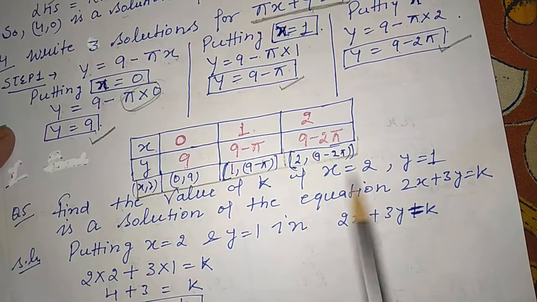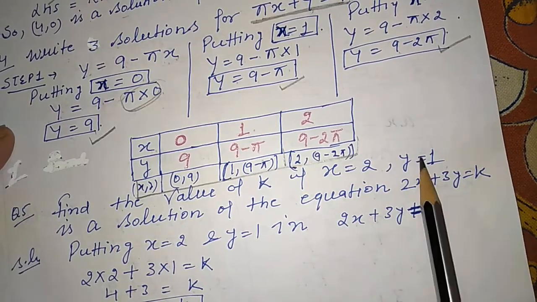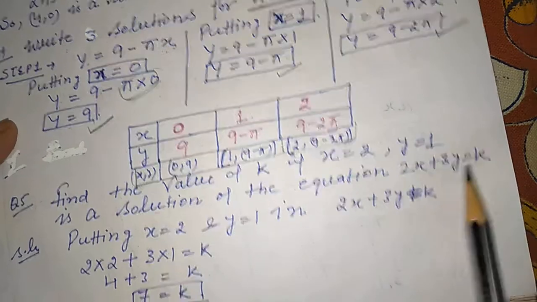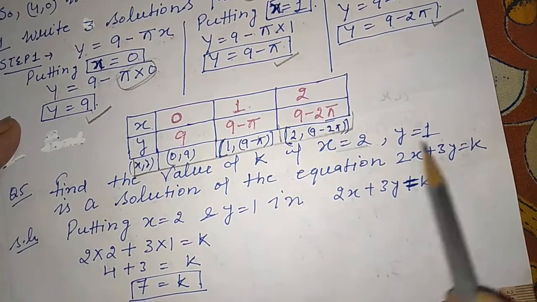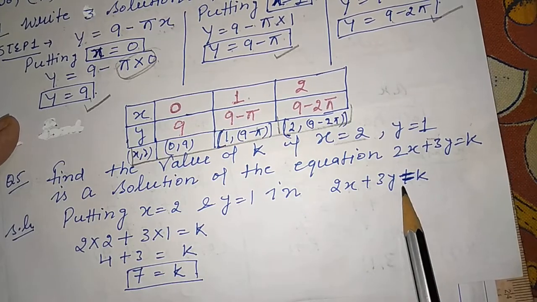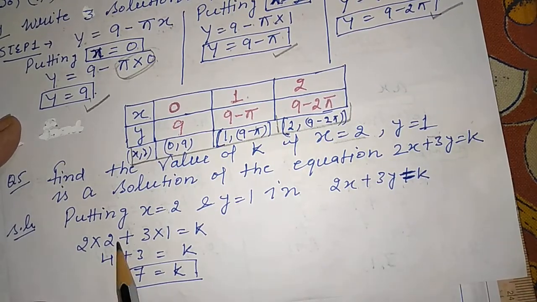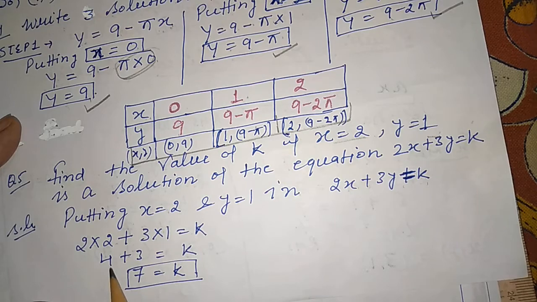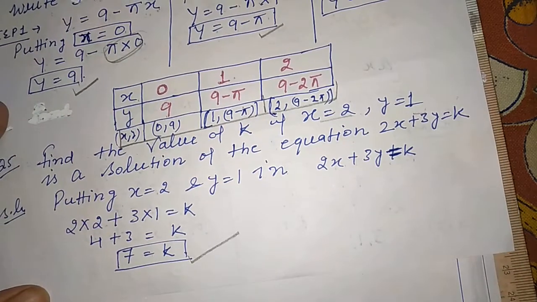Find the value of k if x is equal to 2 and y is equal to 1. We have to put the values of x and y in the equation. Putting x is equal to 2 and y is equal to 1 in the equation 2x plus 3y is equal to k. So 2 into 2 plus 3 into 1 is equal to k. We are getting here k is equal to 7.